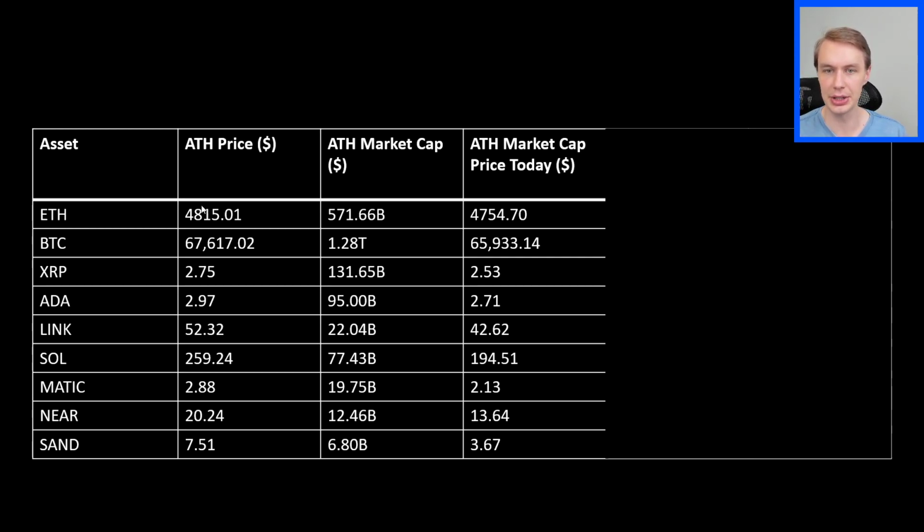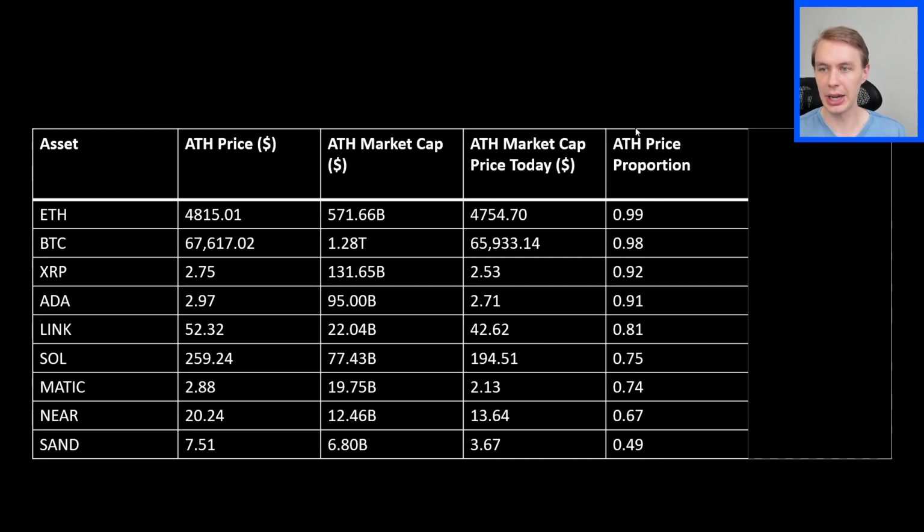So basically, relative to the all-time high price, how much of a drop down do we have to this, what I'm calling the all-time high market cap price if it happened today? So if we had this all-time high market cap today at the current circulating supply, what would the price be? And we can calculate what I'm calling the all-time high price proportion.